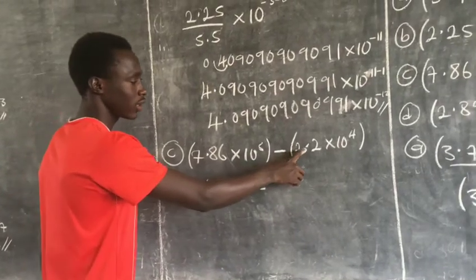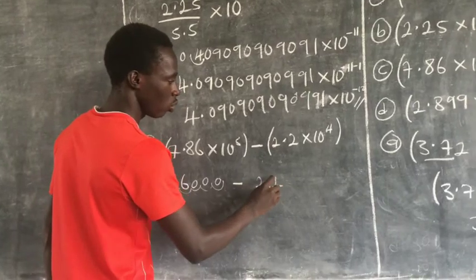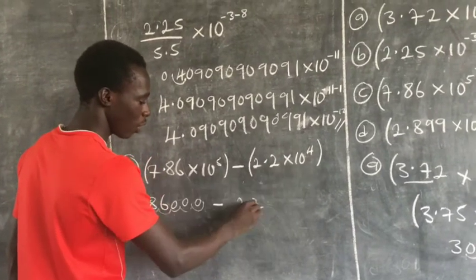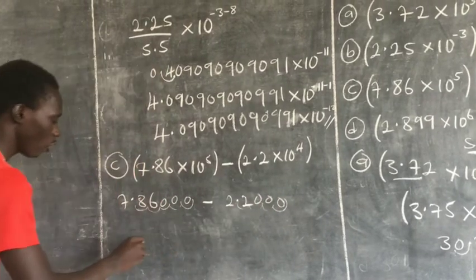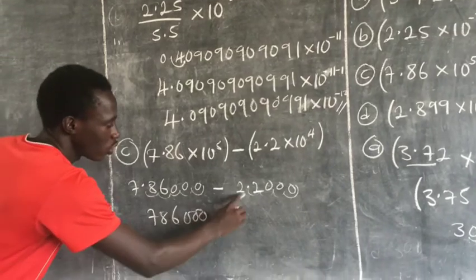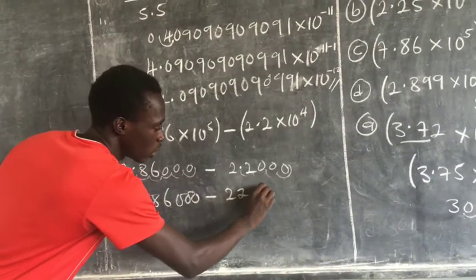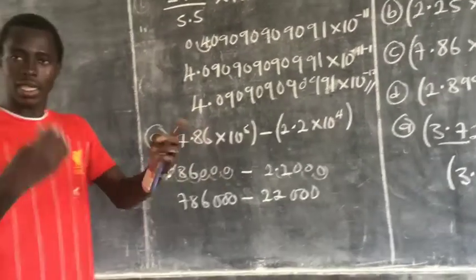Look at this. Also, we have to move it. This is 2.2. We move 4 times, because the power is a positive power: 1, 2, 3, 4. The rest will be 0. So therefore, this will be 786000 minus 22000. So look at these two numbers now. Subtract them now and take it back to standard form.